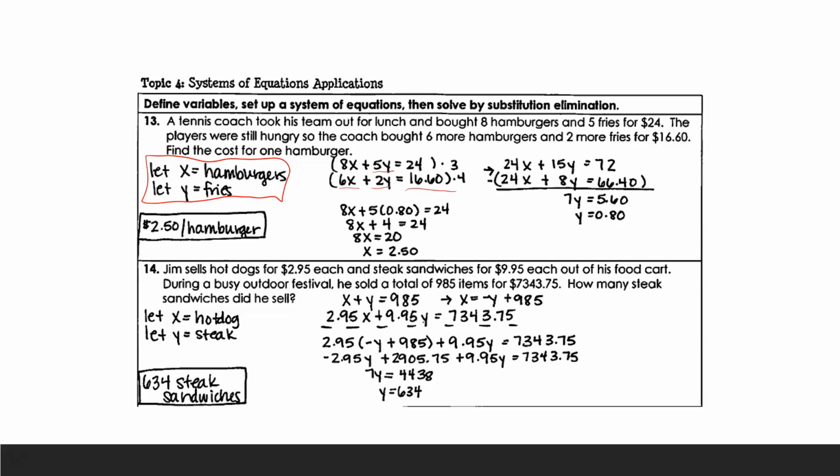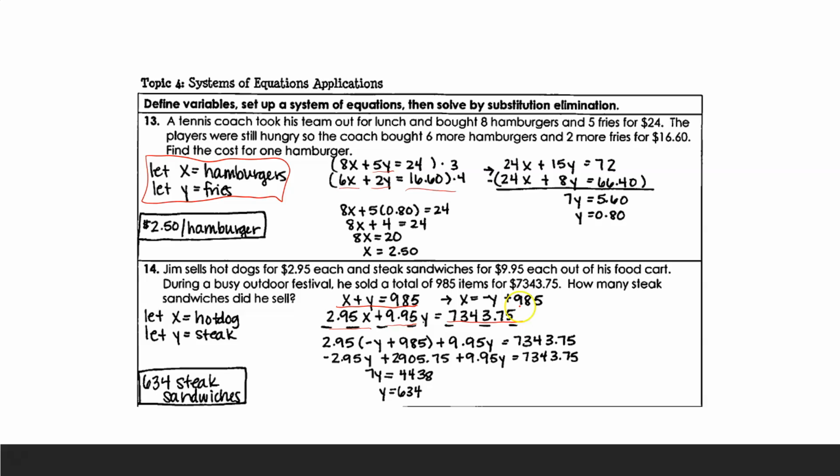14, Jim sells hot dogs for $2.95 each and steak sandwiches for $9.95 each out of his food court. During a busy outdoor festival, he sold a total of 985 items for $7,343.75. How many steak sandwiches did he sell? Well, I made x the number of hot dogs and y the number of steaks. So if you add both of those together, there were 985 total. The hot dogs are $2.95, steak sandwiches are $9.95, and here's the total money.